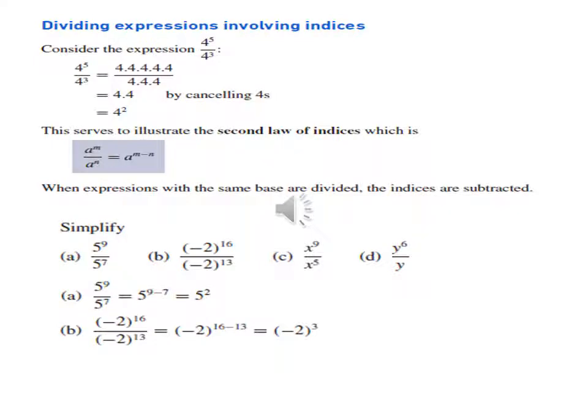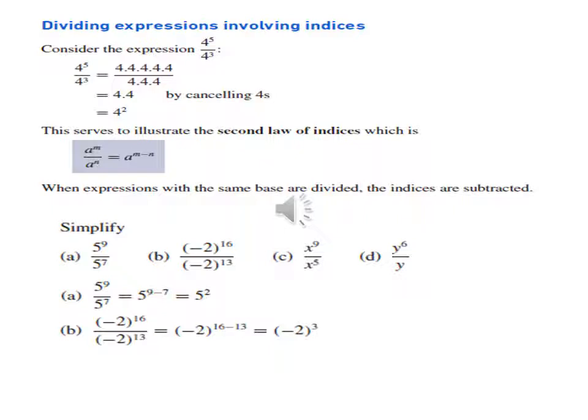Dividing expressions involving indices. Consider the expression 4 to the power 5 over 4 to the power 3. It can be written as 4 to the power 2, because we cancel three 4s in the numerator and the denominator. This serves to illustrate the second law of indices, which is a to the power m over a to the power n equals a to the power m minus n. When expressions with the same base are divided, the indices are subtracted.